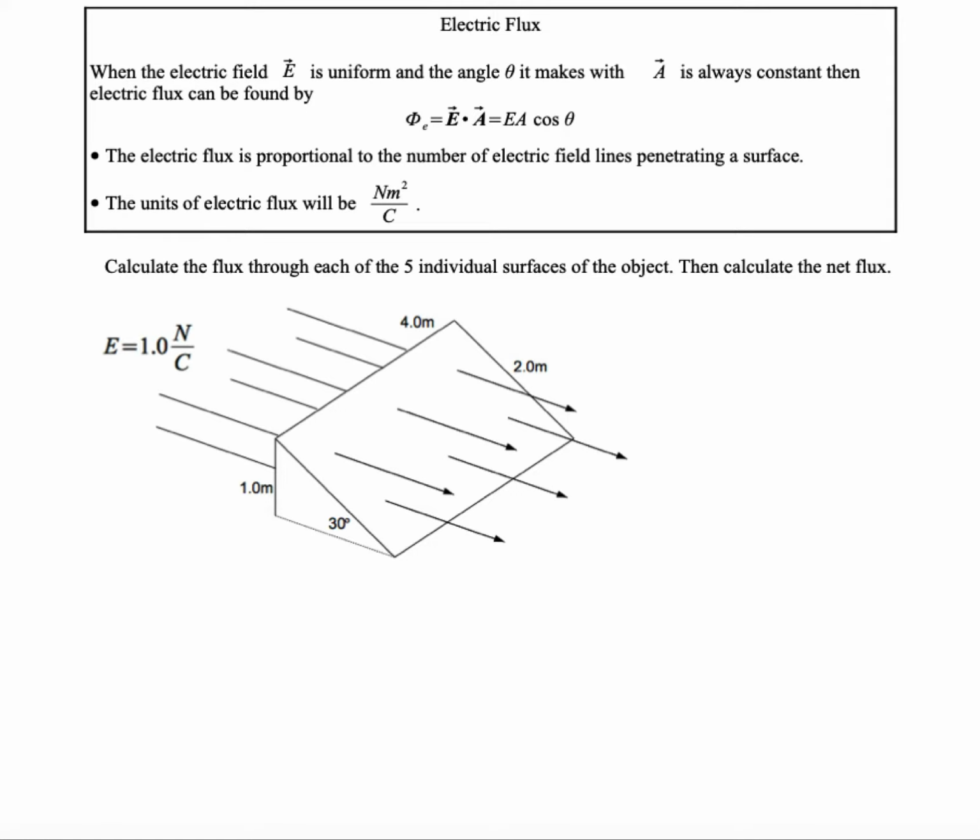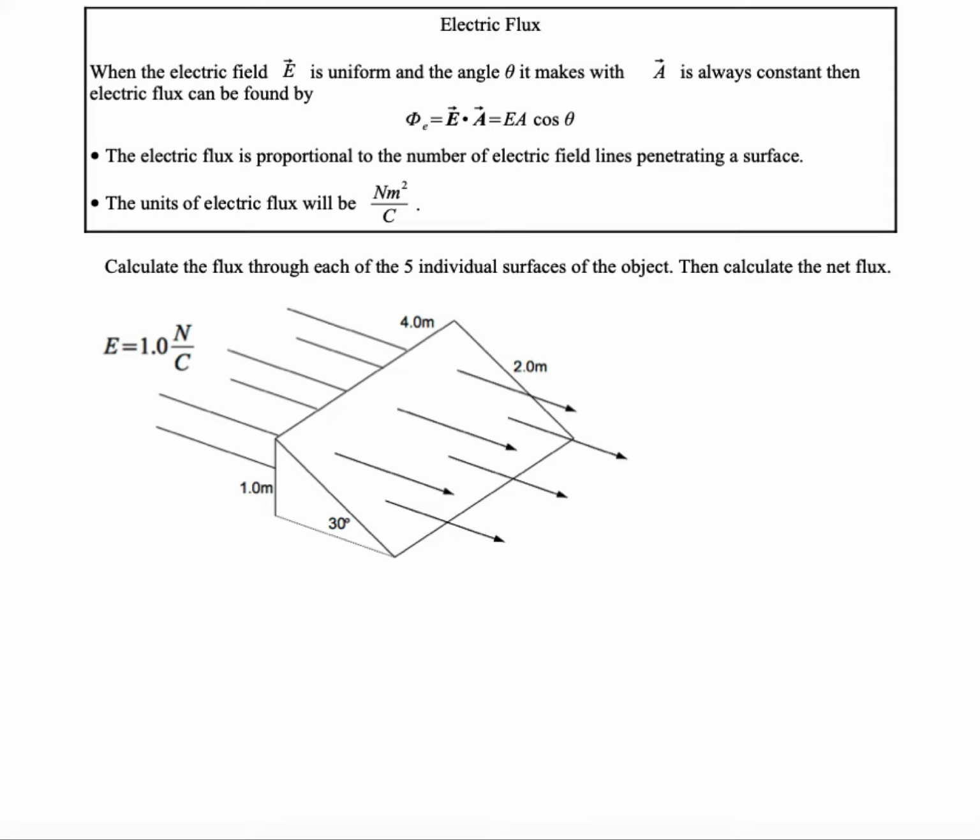This problem shows a prism-shaped object in a uniform electric field. I'm going to calculate the flux through each of the 5 surfaces of the object. Then I'll calculate the net flux.